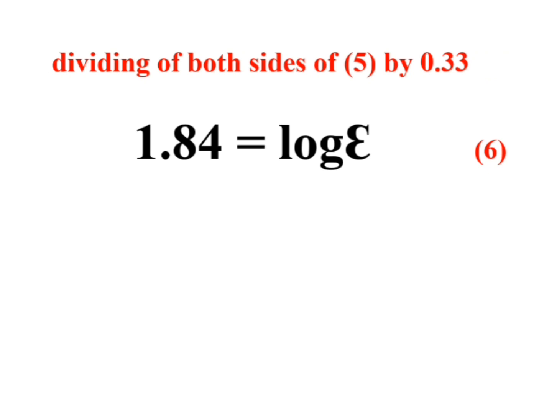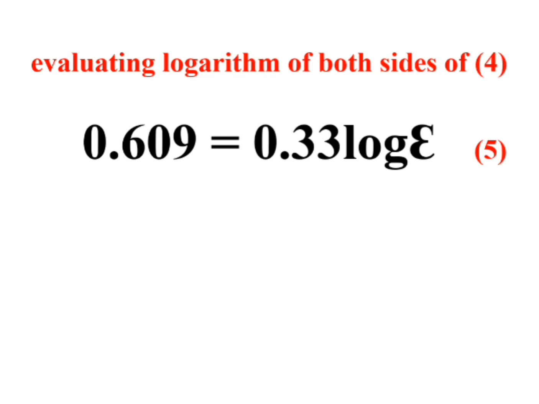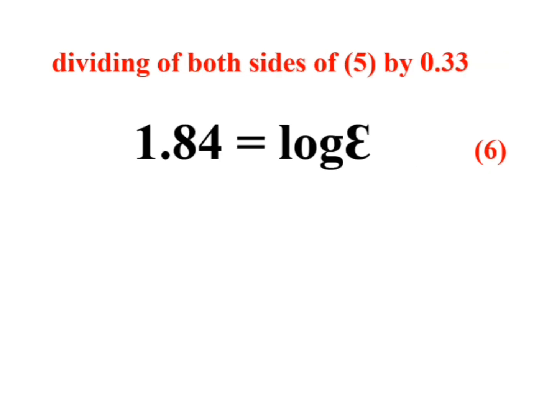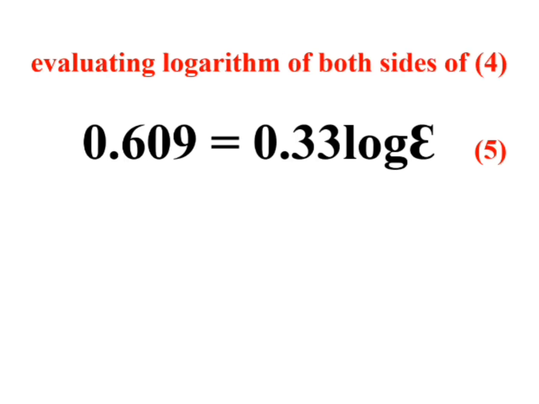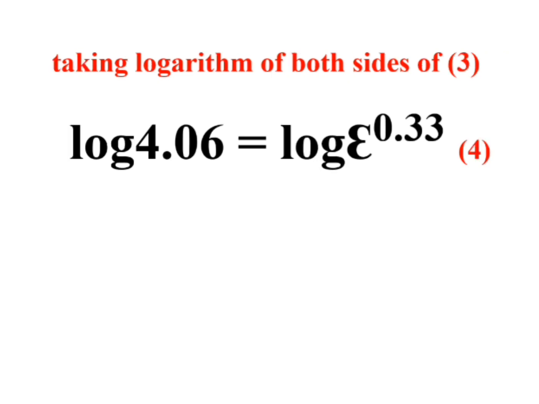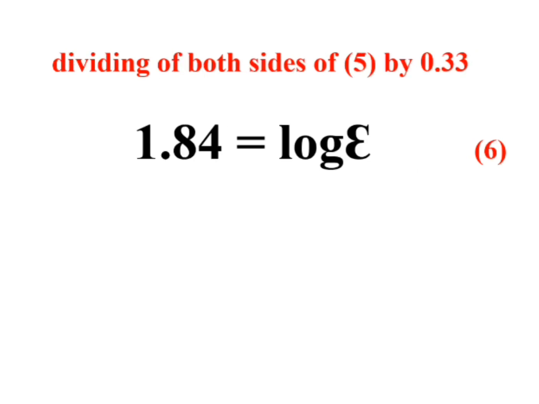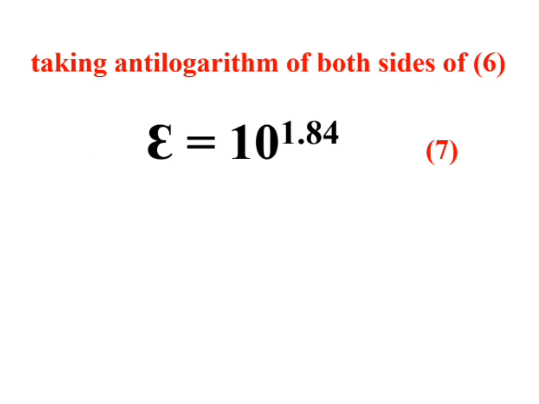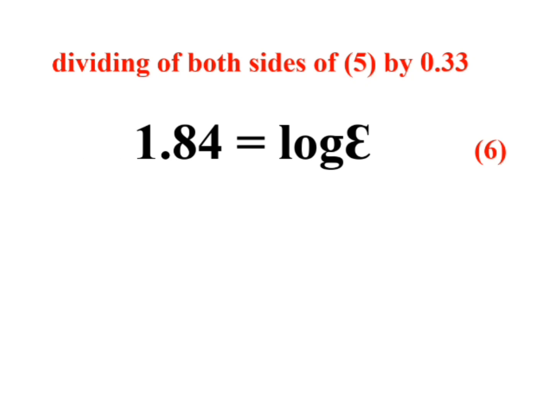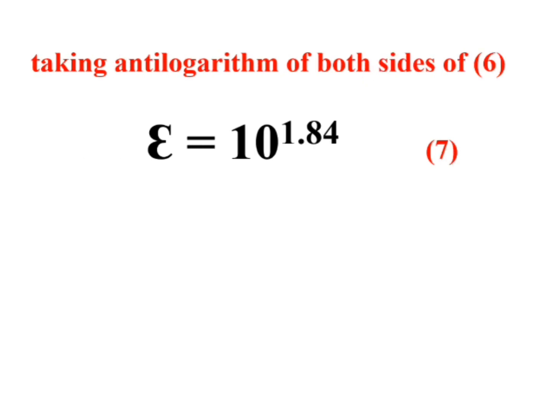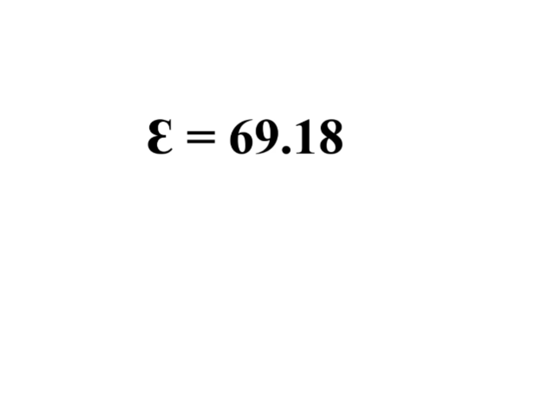And then, based on that, if we divide equation 4 by 0.33, we're going to have 1.84 equal to log of the gross energy requirement. And then, based on that, if we take the antilog of both sides of equation 6, we're going to have the gross energy requirement to be equal to 10 raised to power 1.84. And on further evaluation, we're going to have the gross energy requirement is equal to 69.18.